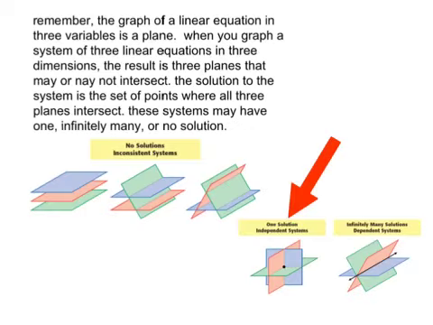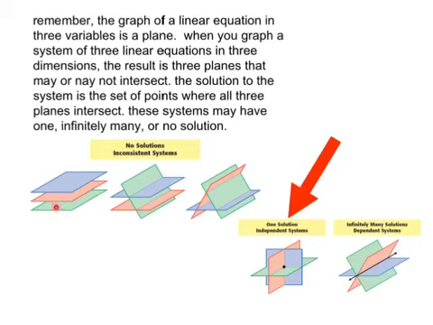These are some pictures. Remember, the graph of a linear equation in 3 variables is a plane, and these are what these colored things denote. I've got 3 planes. When you graph a system of 3 linear equations in 3 dimensions, the result is 3 planes that may or may not, there's a typo, intersect. The solution to the system is the set of points where all 3 planes intersect. These systems may have one solution, infinitely many solutions, or no solutions.